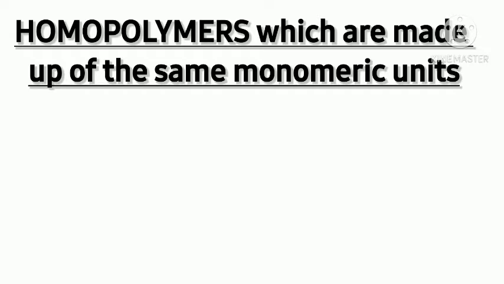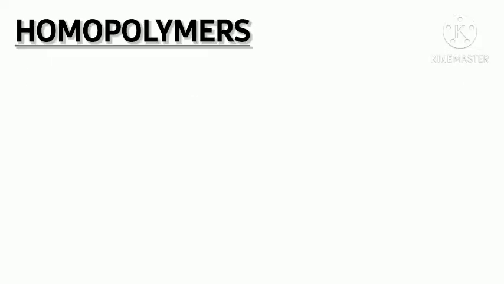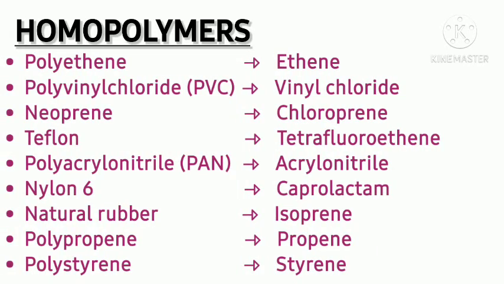Based on the types of the constituting monomers, we will come across two types of polymers, and one is homopolymers, which is made up of the same monomeric units, which means that the same kind of monomeric units get linked together by covalent bonds to form the homopolymers. Here is the list of all the homopolymers along with their monomeric units, which are mentioned in the NCERT textbook. On the left is the list of the homopolymers, and against them, their constituent monomeric units are mentioned.